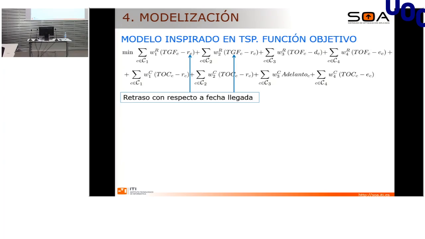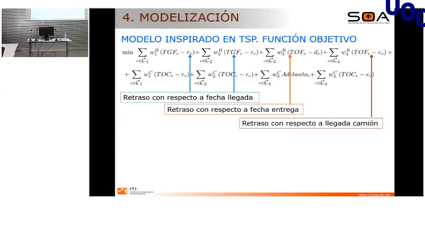If the container is type 1 or 2: type 1 is when it arrives from sea, from the vessel to the container yard, and type 2 is when it arrives from land, from the truck to the container yard. And this variable, TGF, is the final time of the crane for this container. So you are computing the delay with respect to when the crane ends with this container, with respect to the arrival time of the container to the system.